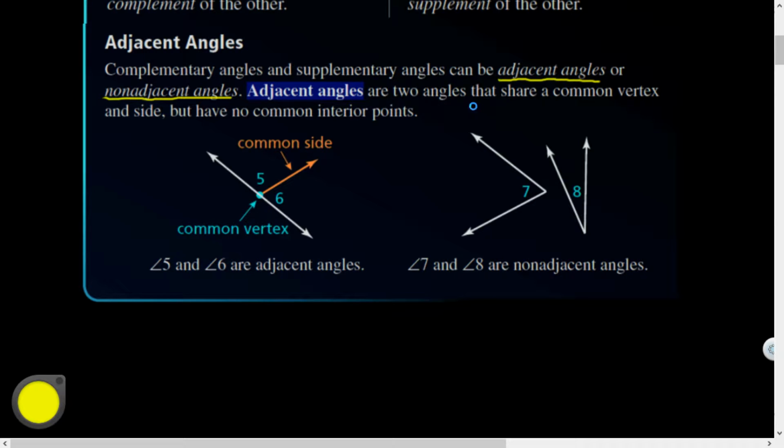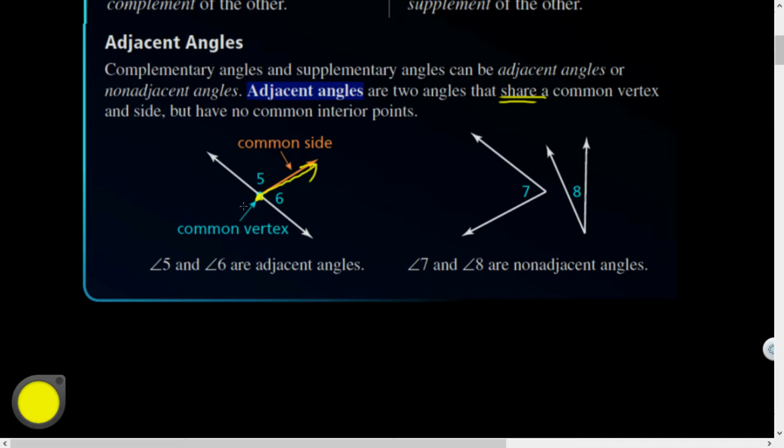Adjacent angles are two angles that share, wonderful, sharing is caring, friends, a common vertex and side, both of those things, but have no common interior points. All right, so this angle here and this angle here, they're adjacent angles because they have the common vertex and the common side, right? And together they're just hanging out side by side.